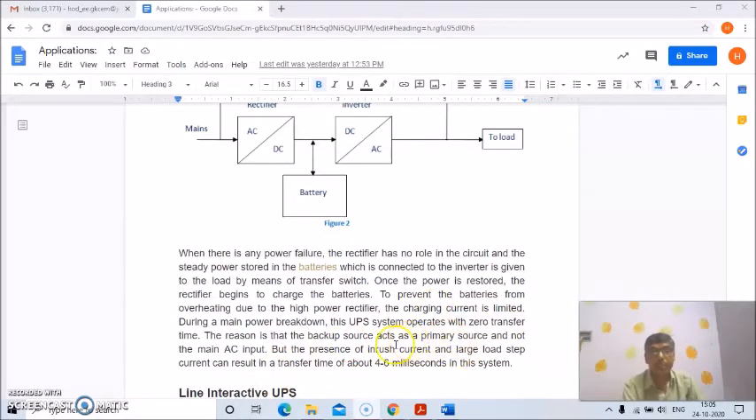During a main power breakdown, this UPS system operates with zero transfer time. The reason is that the backup source acts as the primary source and not the main AC input. But the presence of induced current and large load step current can result in a transfer time of about 4 to 6 milliseconds.